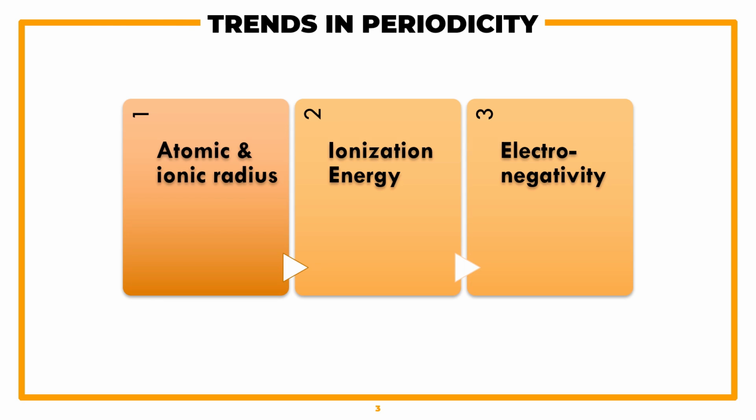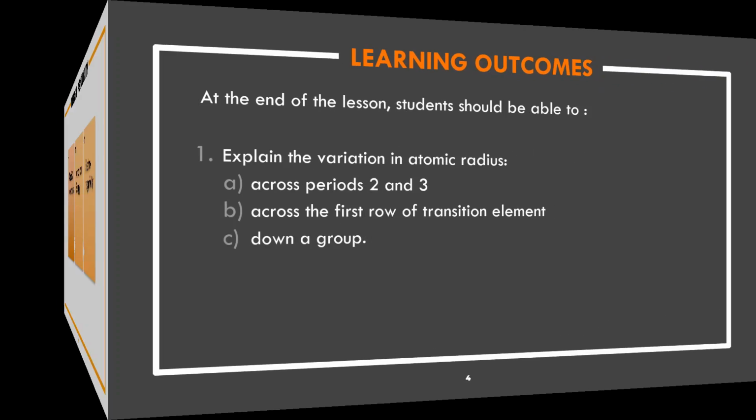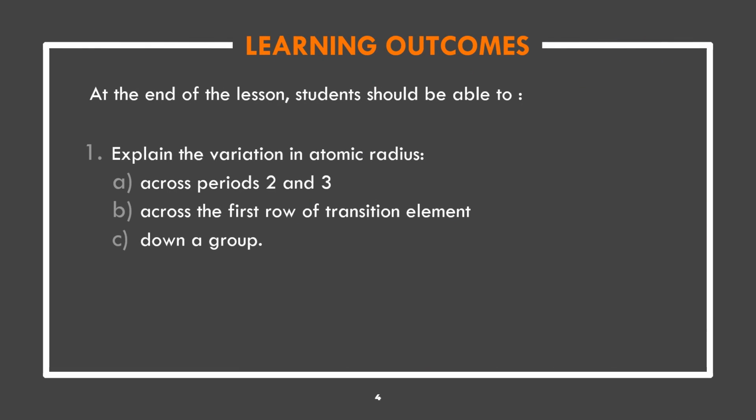The trends in ionization energy and electronegativity. But in this video, we are going to focus on atomic radius. In this video, we are going to discuss the variation of atomic radius across periods 2 and 3, across the first row of transition elements and down a group.